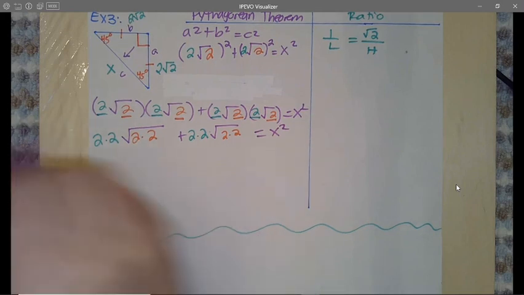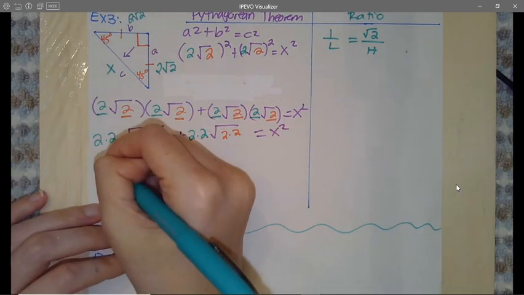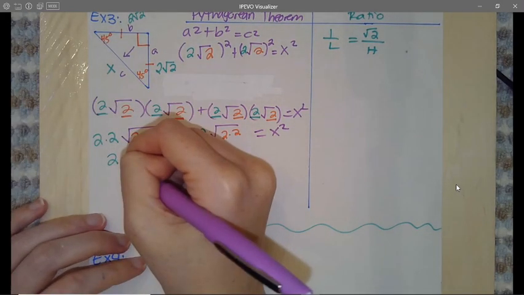Okay, but anyways, let's multiply these together. So 2 times 2 is 2. So I'll have 2 root 2.